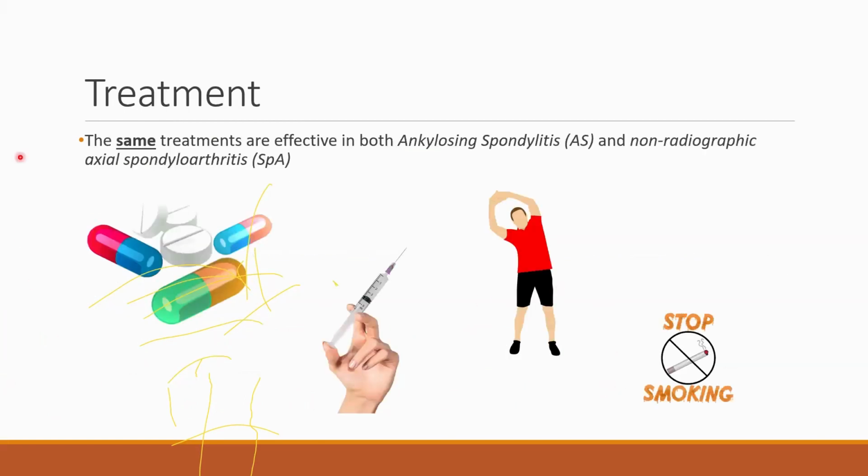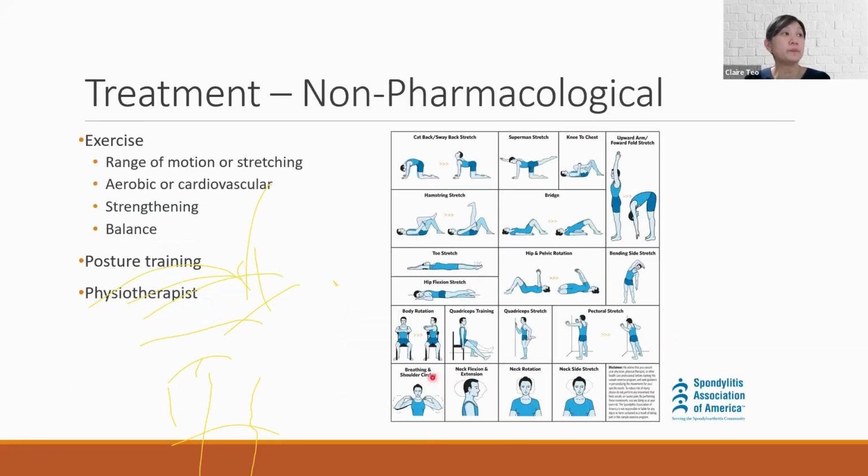The same treatments are effective in both ankylosing spondylitis (AS) and non-radiographic axial spondyloarthritis. This includes medication, exercise, and smoking cessation. For exercise, usually range of motion and stretching exercises are recommended, as well as some aerobic cardiovascular exercise, strengthening exercise, and balance training. Posture training is also important.